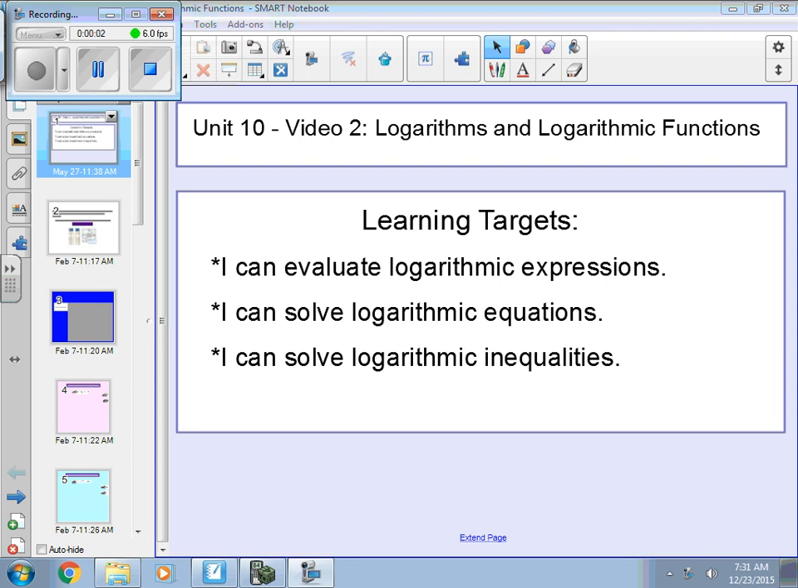We're going to be looking at logarithms today, what a logarithm is, and logarithmic functions. So we want you to be able to evaluate a logarithmic expression, solve a logarithmic equation, and also solve logarithmic inequalities. Remember, inequalities are when you have less than, greater than type symbols.